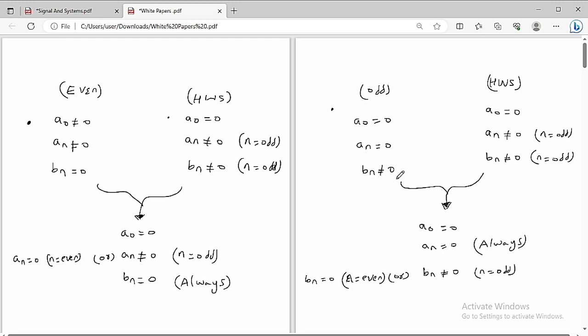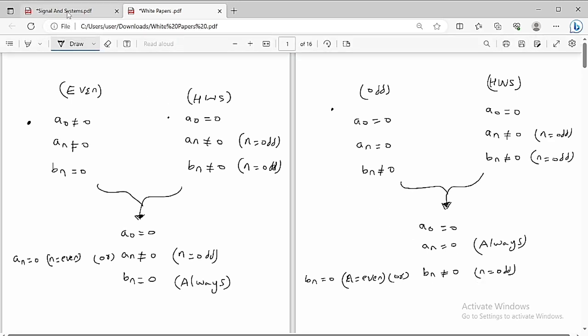And here bn is not equal to 0 for all values of n, but here bn is not equal to 0 for only odd values of n. So if we club these two things, we can say bn is not equal to 0 for only odd values of n, or bn is equal to 0 for even values of n. From this we can say that the constant term is absent and all the cos terms are also absent. Only the odd elements of the sine terms are going to be present.